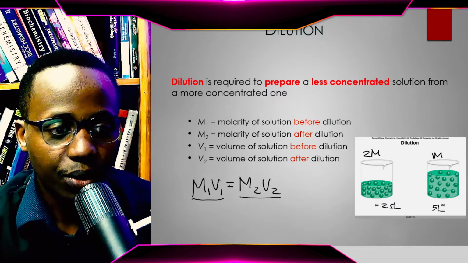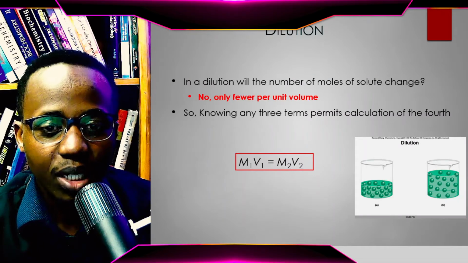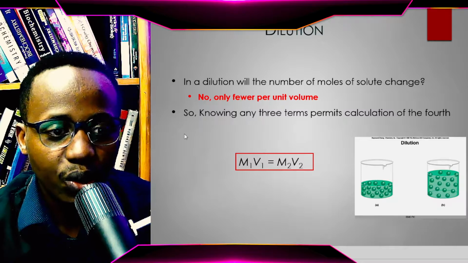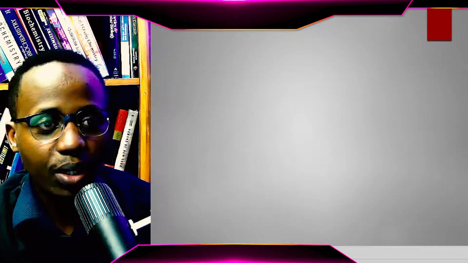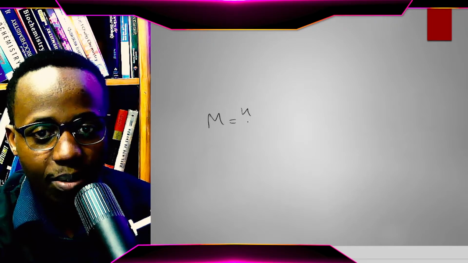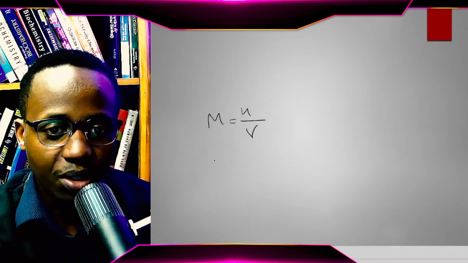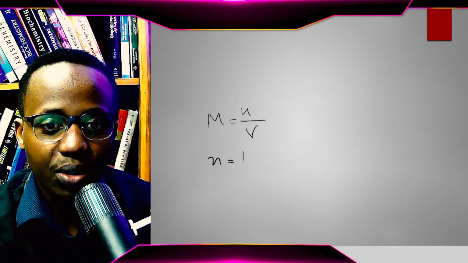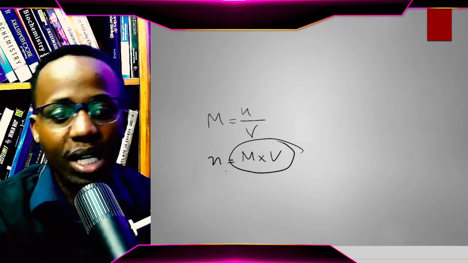All right. So where does this formula come from? It comes from the number of moles. So remember from the previous video, we saw that concentration M is equal to the number of moles over volume. Well, can we solve for the number of moles here? Yes, we can. The number of moles is equal to M times volume.